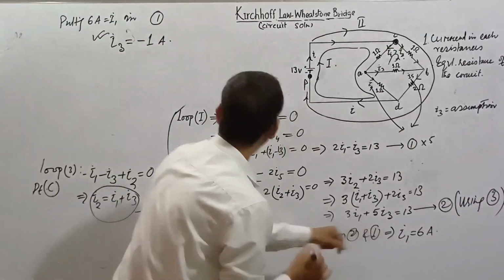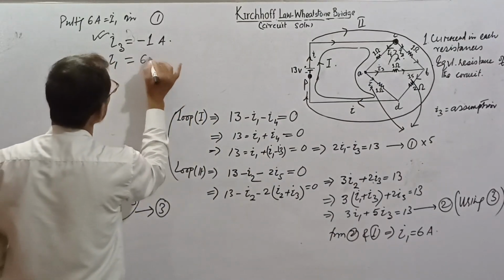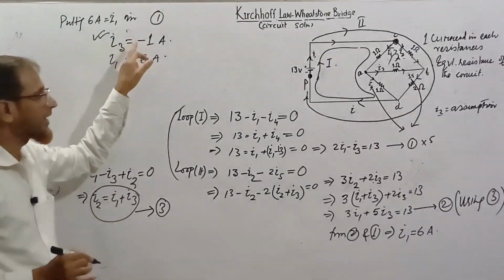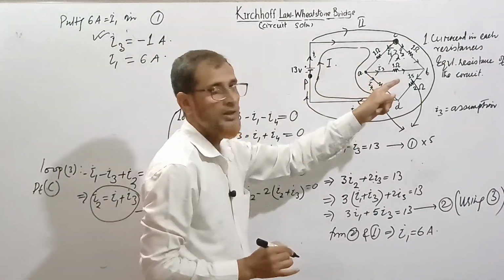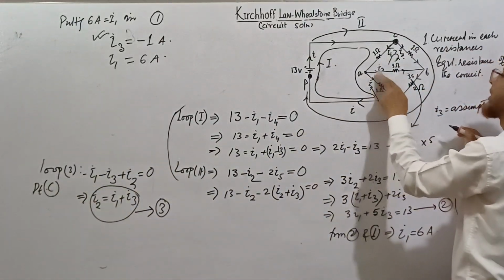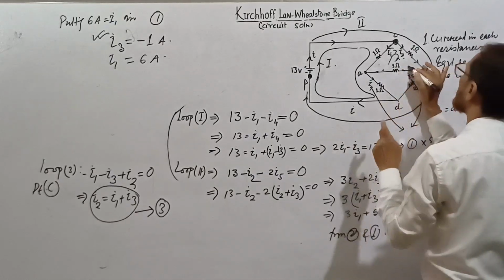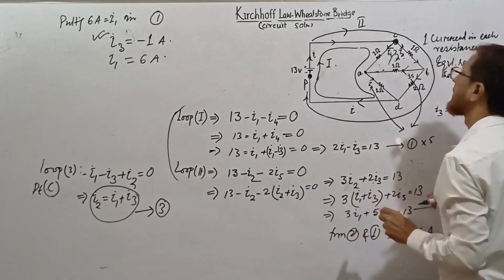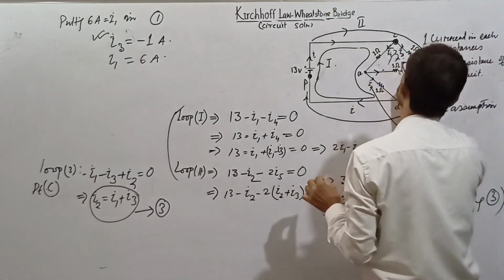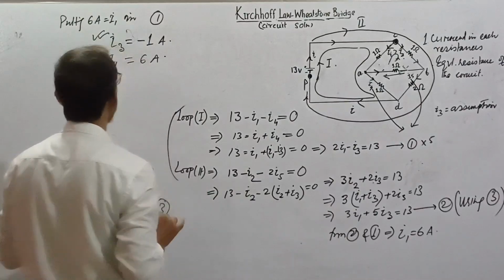We get I1 is equal to 6 ampere and I3 is equal to minus 1. So current is minus, which means simply, nothing to do, you just reverse the direction. Our assumed direction is wrong. It should be in this direction. Am I right? So let us keep the earlier direction, and just show the correct direction in this way.